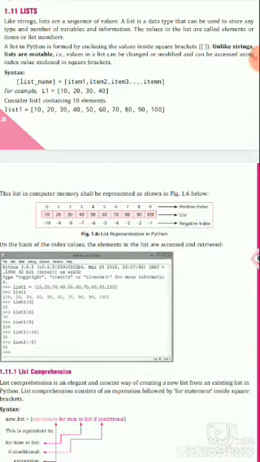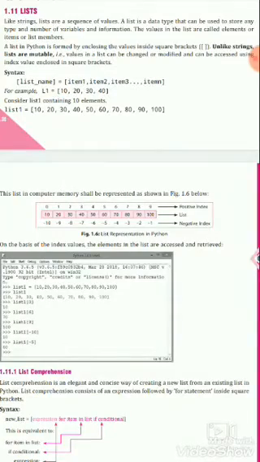A list in Python is created by enclosing the values inside square brackets. Unlike strings, lists are mutable, meaning we can change and modify the values in a list, and they can be accessed using an index value enclosed in square brackets.